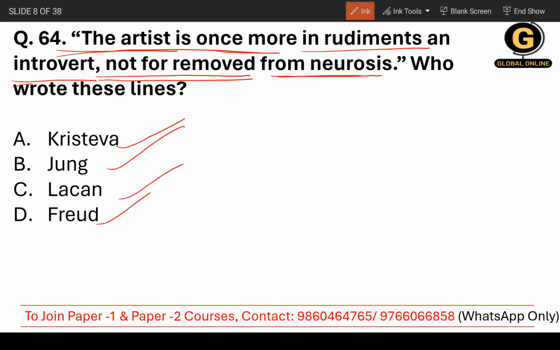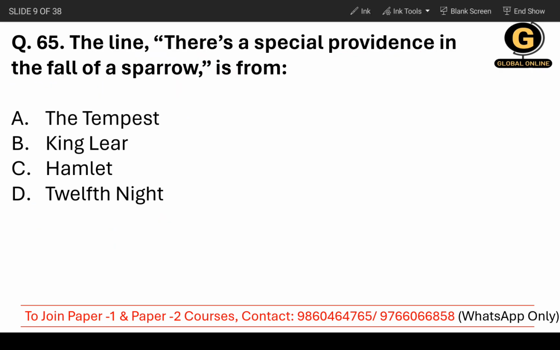Who wrote these lines? Sigmund Freud is the one who wrote it. Okay, the fourth one is the correct answer. Moving on to question number 65. The line, there's a special providence in the fall of a sparrow, is from.